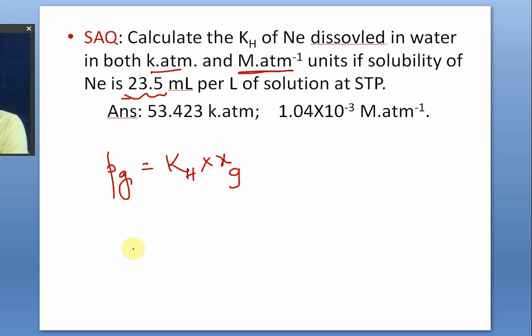And for the other one, you have to use molarity is equal to KH prime into partial pressure. Oh, I forgot here. Here you have to take 1 atmosphere, because STP given means the equilibrium pressure is 1 atmosphere. So it is this 1 atmosphere you have to take. And here also 1 atmosphere, and the molarity is known, because 1 liter solution contains these many moles, so that is the molarity. You can find out KH.